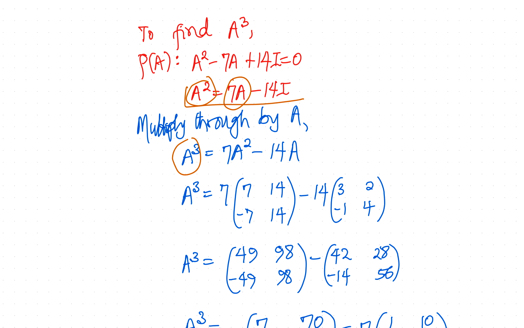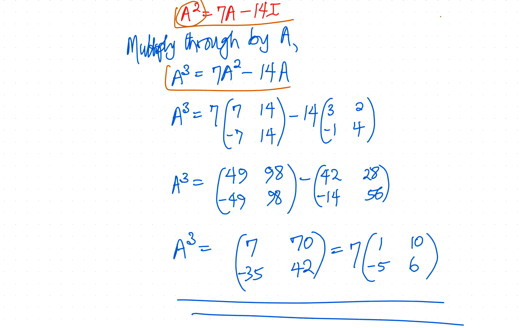So instead of having to expand the normal A 3 times, you can express A cube as 7A squared minus 14A. And we already got A squared previously, so you just need to bring it down. So you see that A cube is 7A squared minus 14A. So A cube equals 7 times A squared. You remember we got this before, that 7, 14, minus 7, 14. Minus 14 into 3, 2, minus 1, 4, that's the original A.